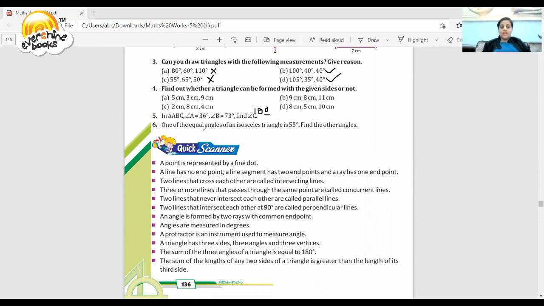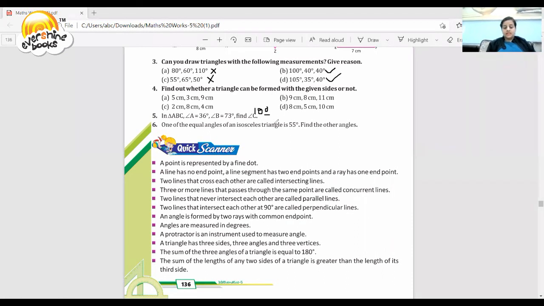One of the equal angles of an isosceles triangle is 55. Find the other angle. You know the isosceles triangle? In an isosceles triangle, two angles are equal. So 55 and 55 are there. You have to add both numbers, that is 110, and subtract it from 180, you will get 70. So the other angle will be 70 degrees.